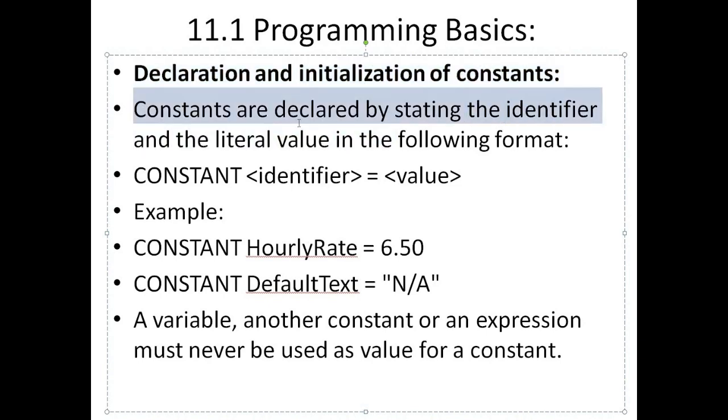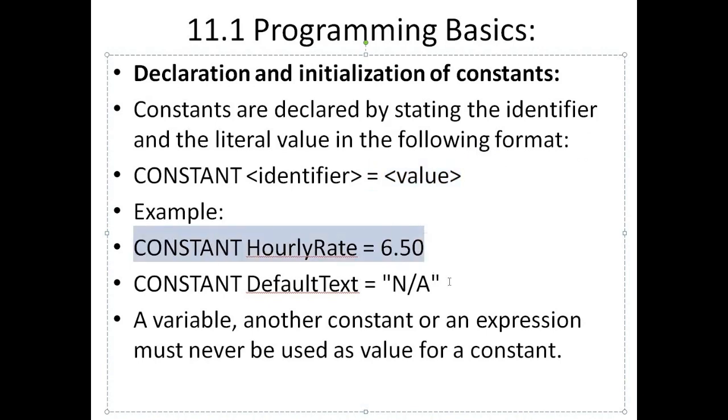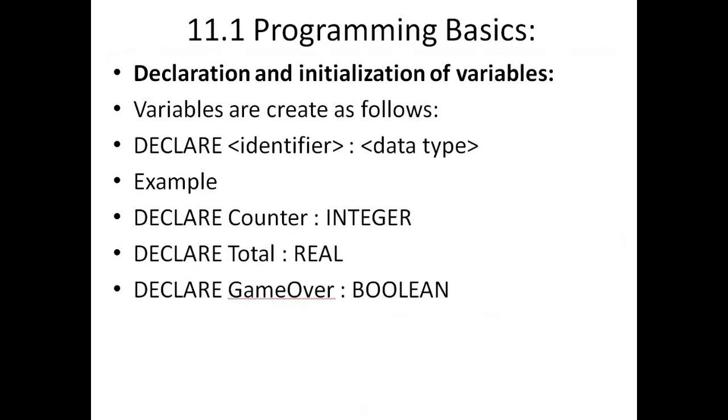Constants are declared by stating the identifier and the literal value in the following format. First of all, we write the keyword constant, then we write their identifier or the name, then we write equals to sign and the value we want to assign. For example, constant hourly rate equals to 6.5 or constant default text equals to NA. A variable, another constant, or an expression must never be used as the value for a constant. It must have a definite value.